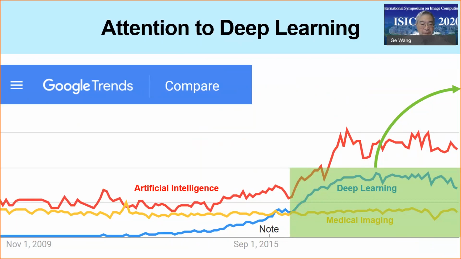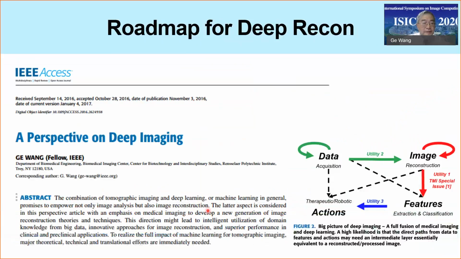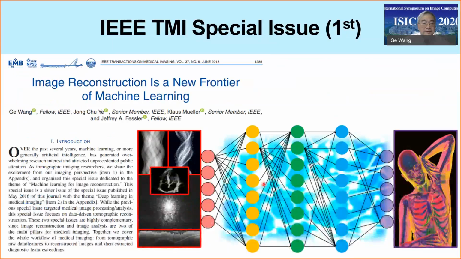At this time point, we wrote a perspective article on deep imaging, and we envisioned a direction from tomographic raw data to reconstructed image. This is in contrast to popular applications of deep learning from the image domain to the feature domain. And we organized the first IEEE Transactions on Medical Imaging special issue, which got a lot of citations.